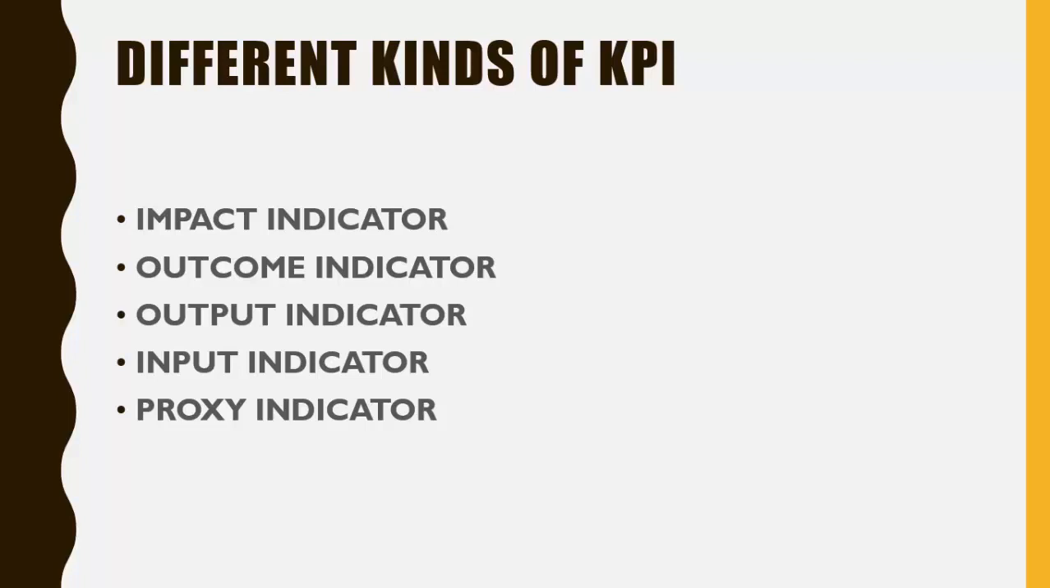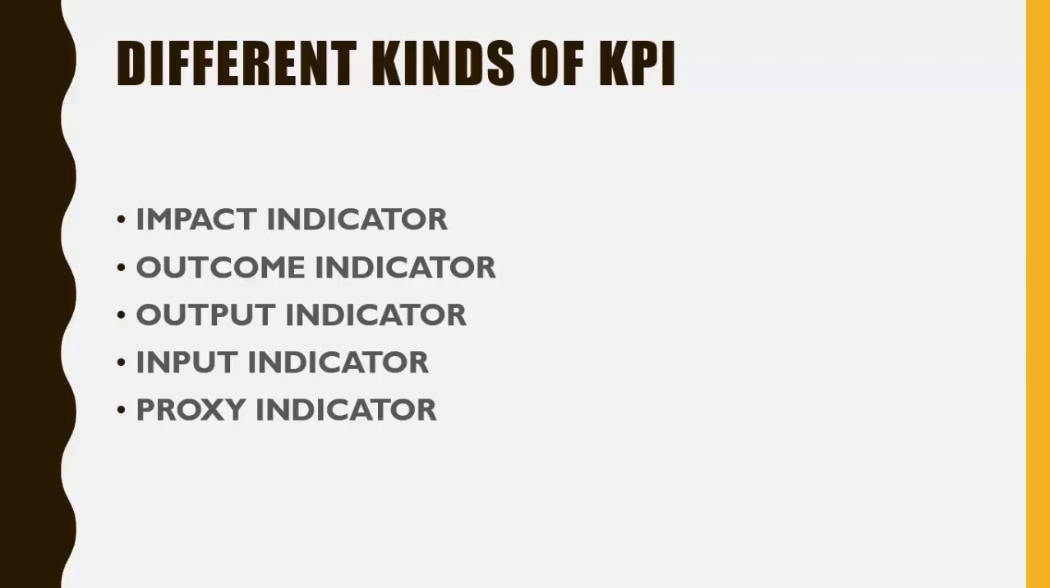The first one is the impact indicator. The second one is the outcome indicator. The third one is the output indicator, the input indicator, and then finally the proxy indicator. So these are the 5 indicators that I know. Now, in explaining these indicators, I like to start by giving a practical example that I first came across when I first began my career. This is the example of the dam, the dam constructions.